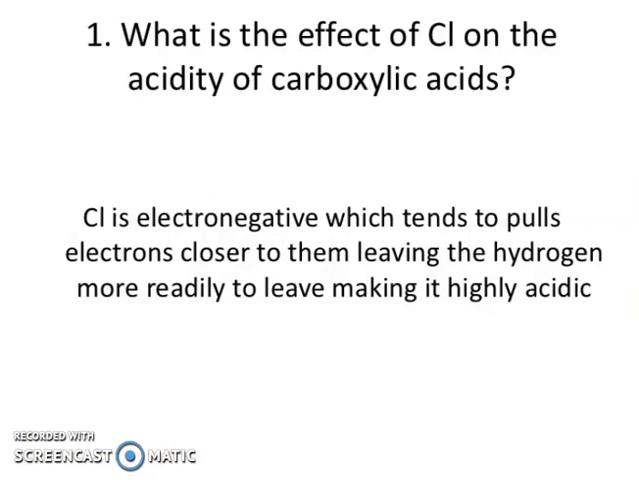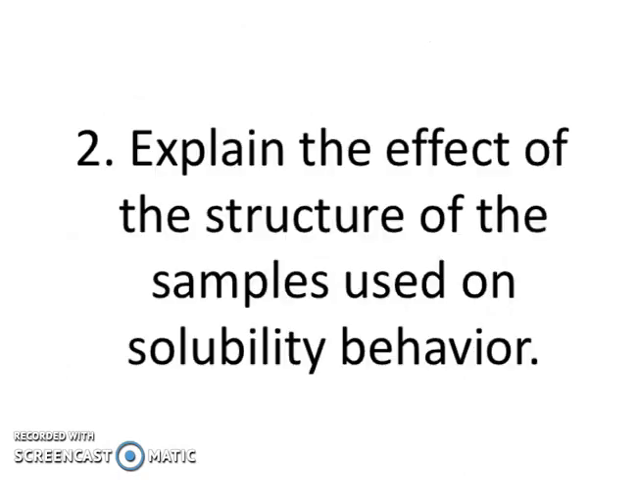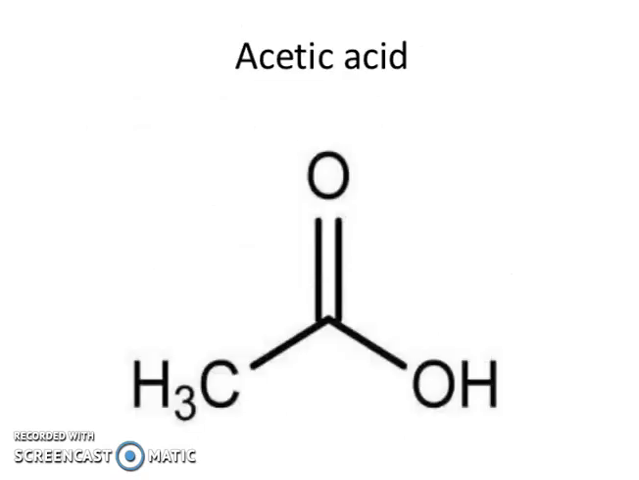So now questions. What is the effect of chlorine on the acidity of carboxylic acid? You know, chlorine is electronegative, which tends to pull electrons closer to it, leaving the hydrogens more readily to leave, making it highly acidic. Explain the effect of the structure of samples used on solubility behavior.